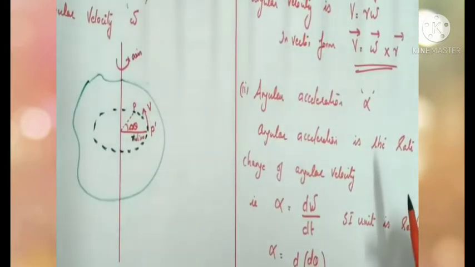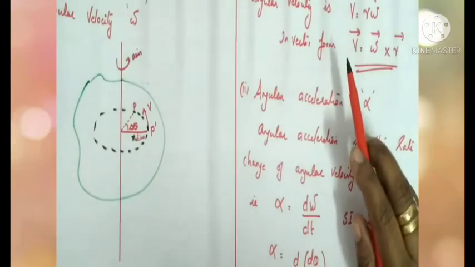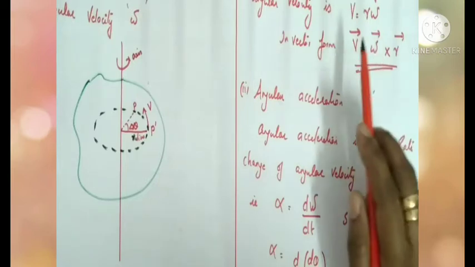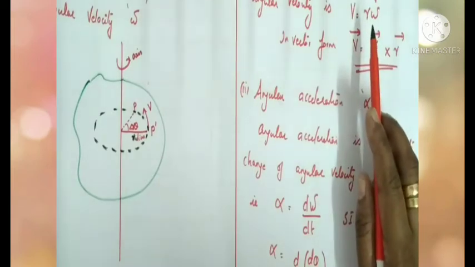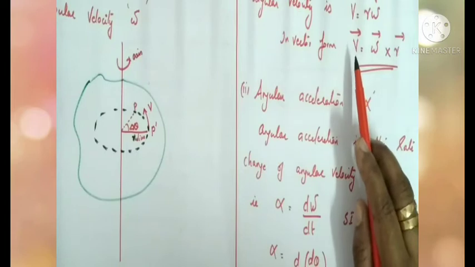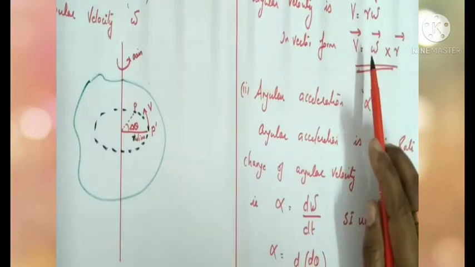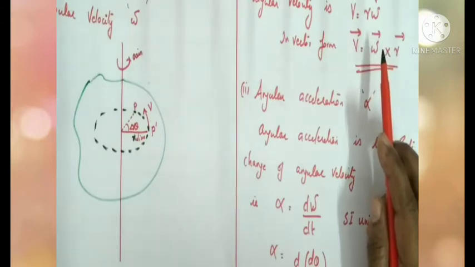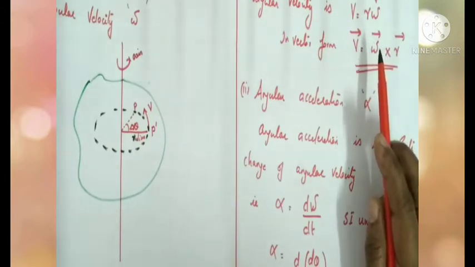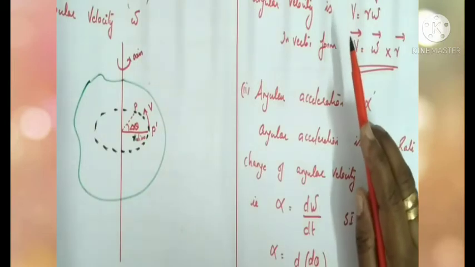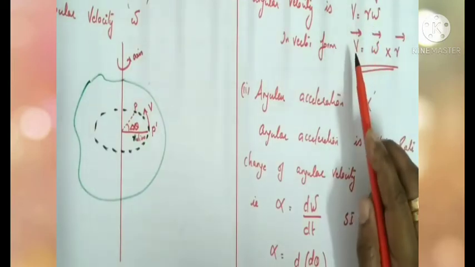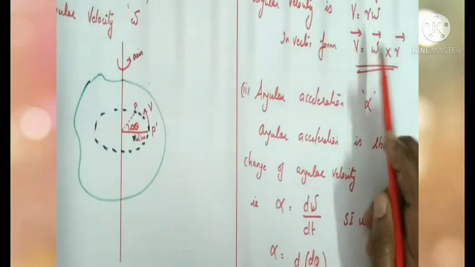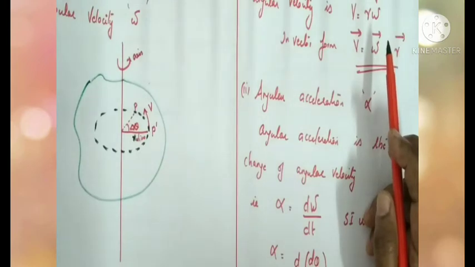Now, what is the relation between linear velocity and angular velocity? In the circular motion chapter, we have studied that the relation between linear velocity and angular velocity is v equal to r omega. So in vector form, we can write vector v equal to omega cross r, where omega is the angular velocity and r is the radius vector, the distance of the point from the origin.